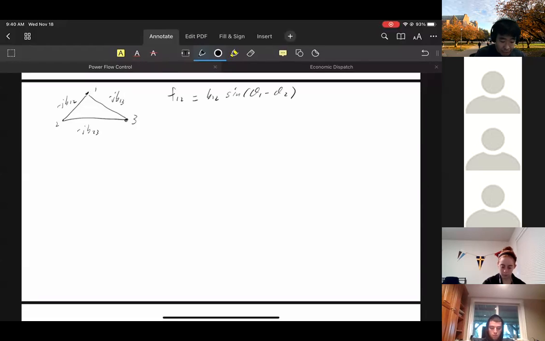And then we're going to approximate. We're going to assume theta 1 minus theta 2 is small. So sine of the angle is roughly just the angle difference. This is approximating sine x by just x. So we have F12 is B12 (theta 1 minus theta 2).